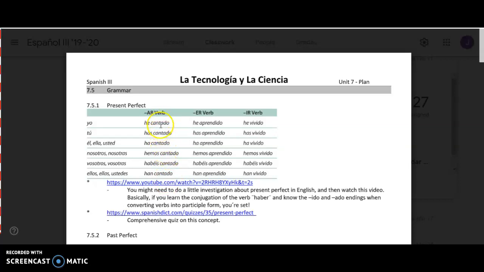So you really only need to know that regular AR verbs end in ado every single time. Regular ER and IR verbs end in ido all the time. There are exceptions, irregular participles, but those you just have to memorize. There's no way around that. But really, as far as conjugation goes, for forming all of these, it's just the verb haber.